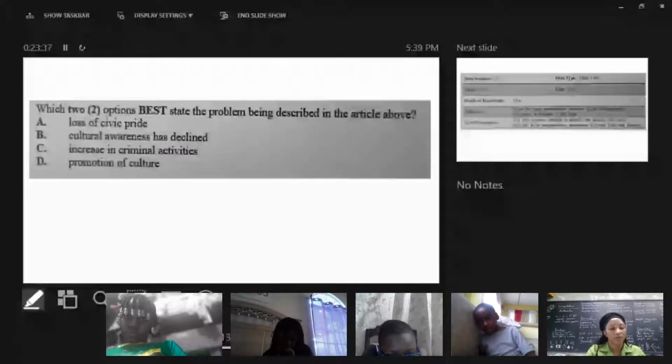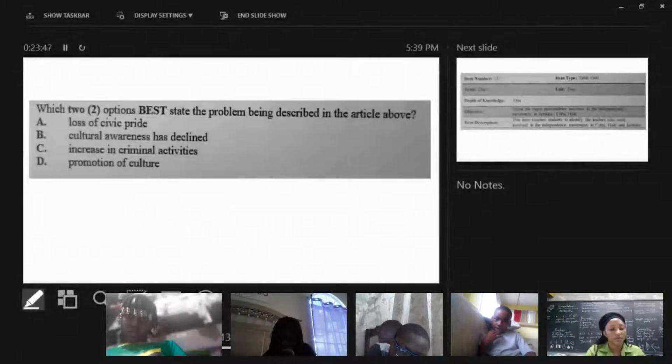I would say that the two options best state the problem being described is loss of civic pride and cultural awareness has declined. All right, and so that is A and B. That is correct.